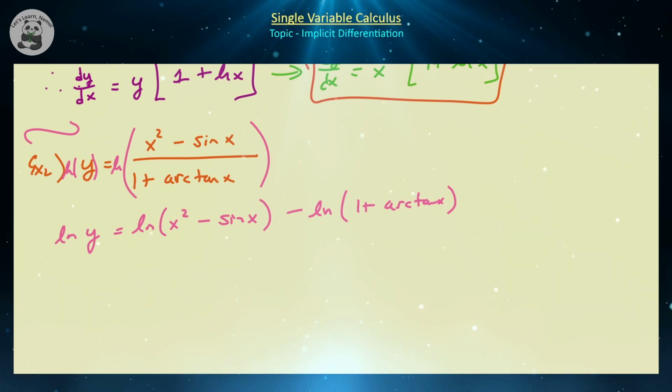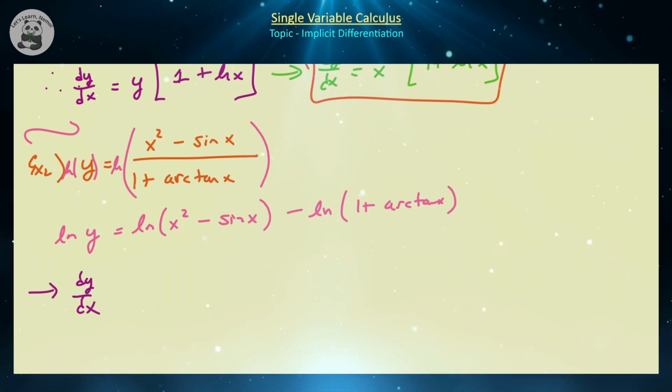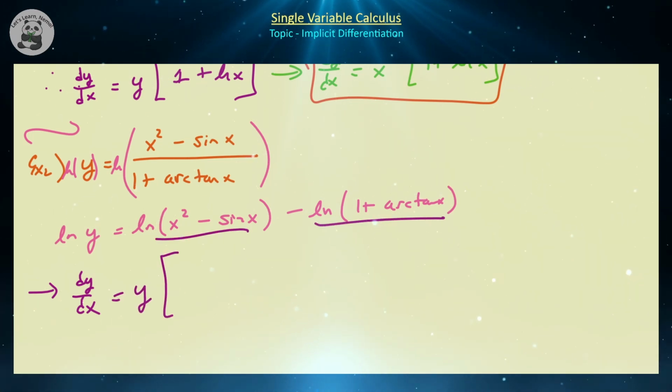Now I'm going to differentiate both sides of this expression. So I'm going to have the derivative of natural log of y is going to be 1 over y times dy over dx. So I'm going to have dy over dx here. But what I'm going to do is I'm actually going to multiply both sides by y just to get rid of it. So dy over dx is going to be equal to y times the derivative of that minus the derivative of that term.